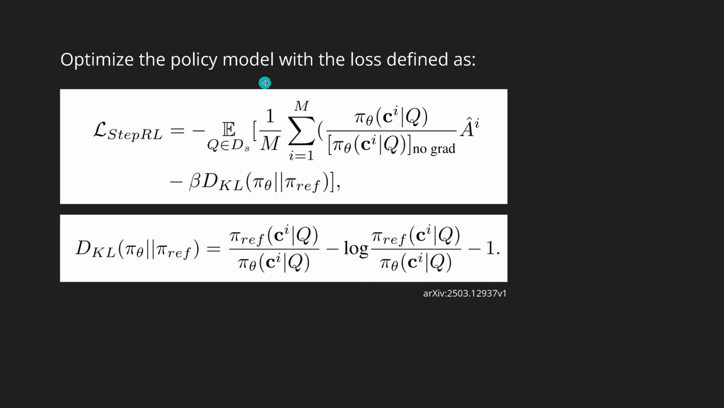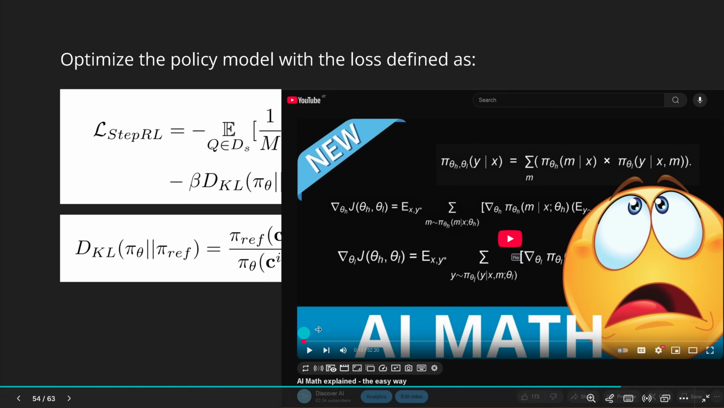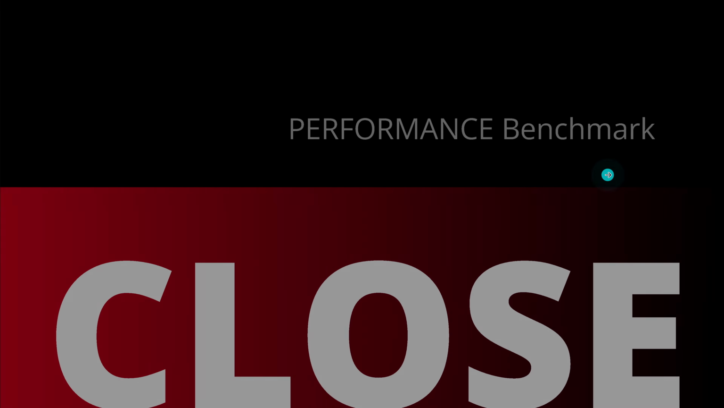And we optimize the policy model with a loss. I told you I would show you the loss function. This is it, the loss function for this particular case. And here we have our Kullback-Leibler term. If you do not understand what these terms mean, I have a particular video with an introduction to AI mathematics explained the easy way. This is the video for you. Otherwise, we just go on the way that we know.